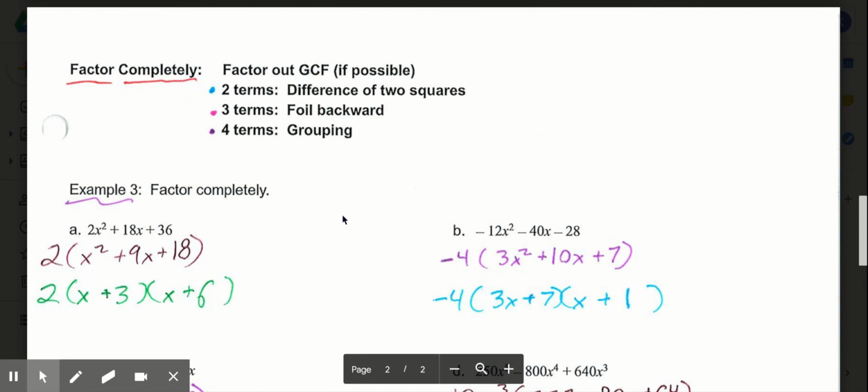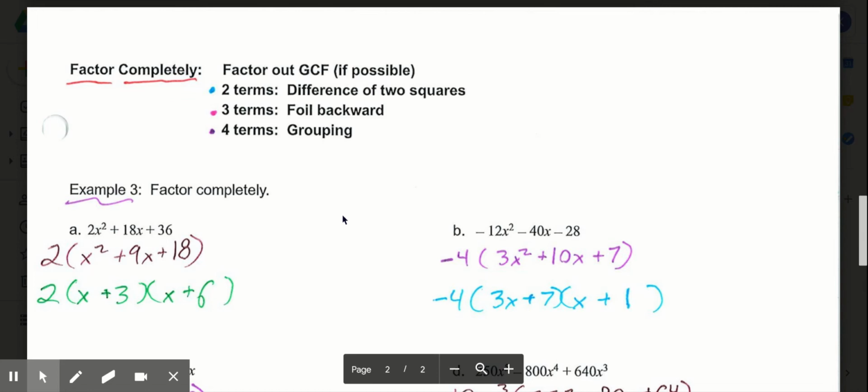If we only have 2 terms to factor, that tells us most likely we're going to be dealing with the difference of 2 squares. If we have 3 terms to factor, a trinomial, it's possible it might be a perfect square trinomial, but otherwise we're left with just the idea of foiling backward or our standard factoring approach. And if we have 4 terms, you should use the grouping approach that we just went over.